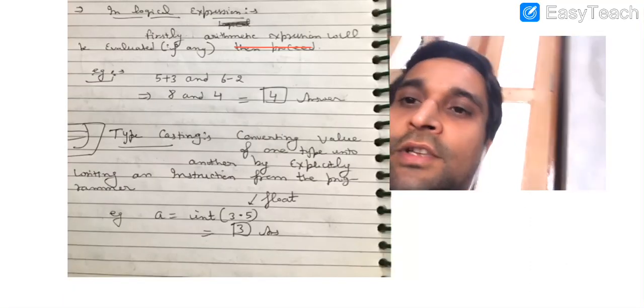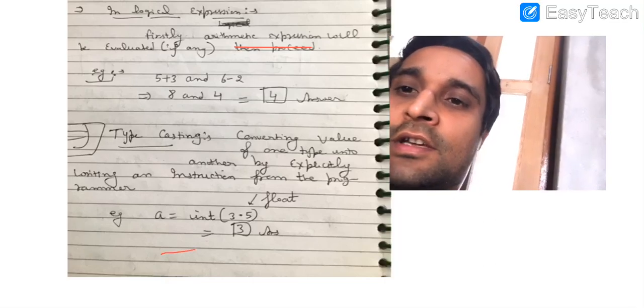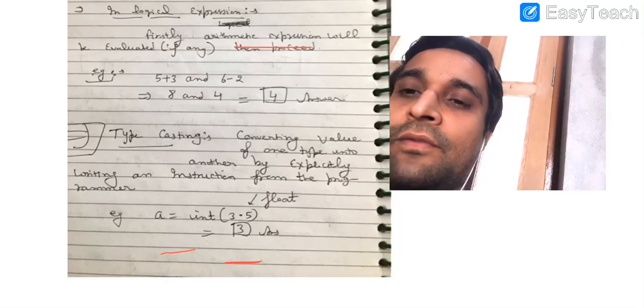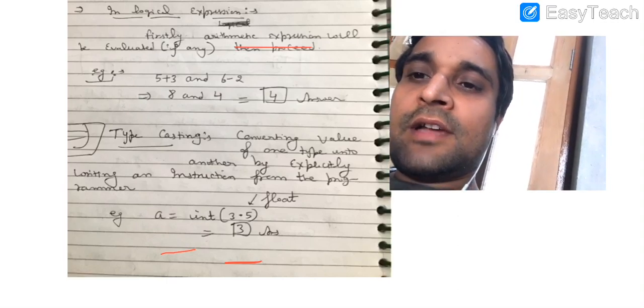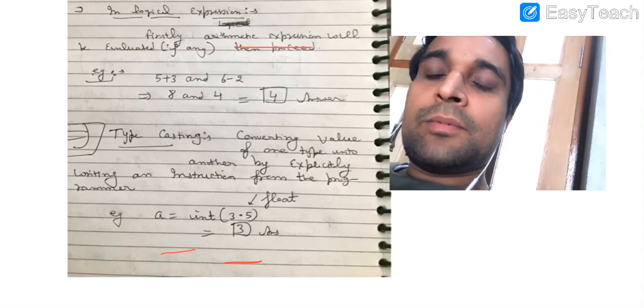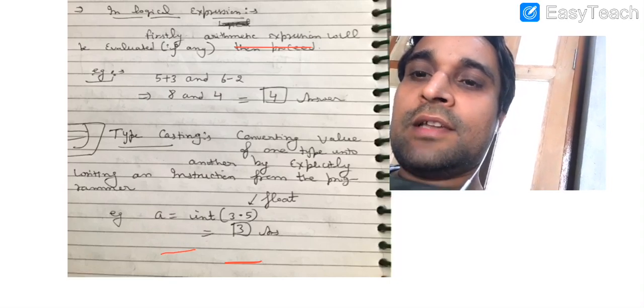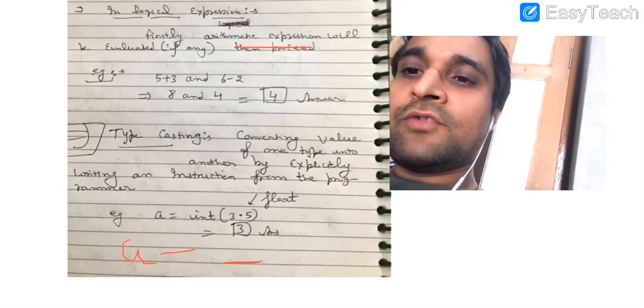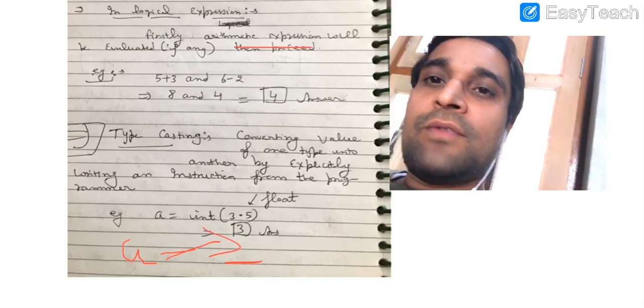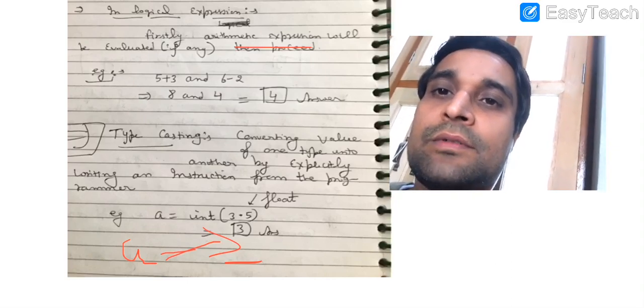Here in the example you can see we have written a is equal to the integral part of 3.5. 3.5 is a float value, and with the help of the instruction written by the programmer, we want to assign the integral part of 3.5, that is 3, to variable a. It means a is a label which will point to the memory location where the value 3 is saved.